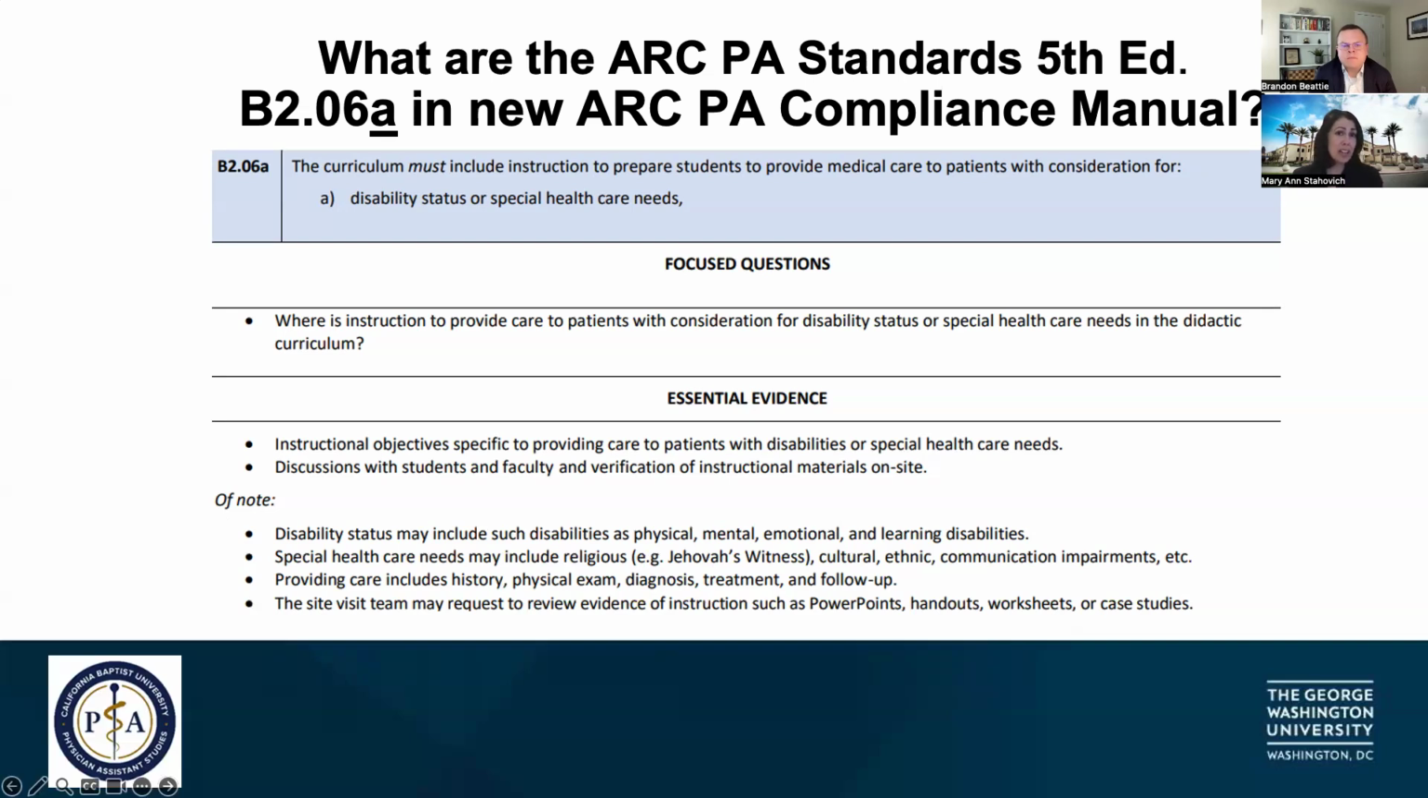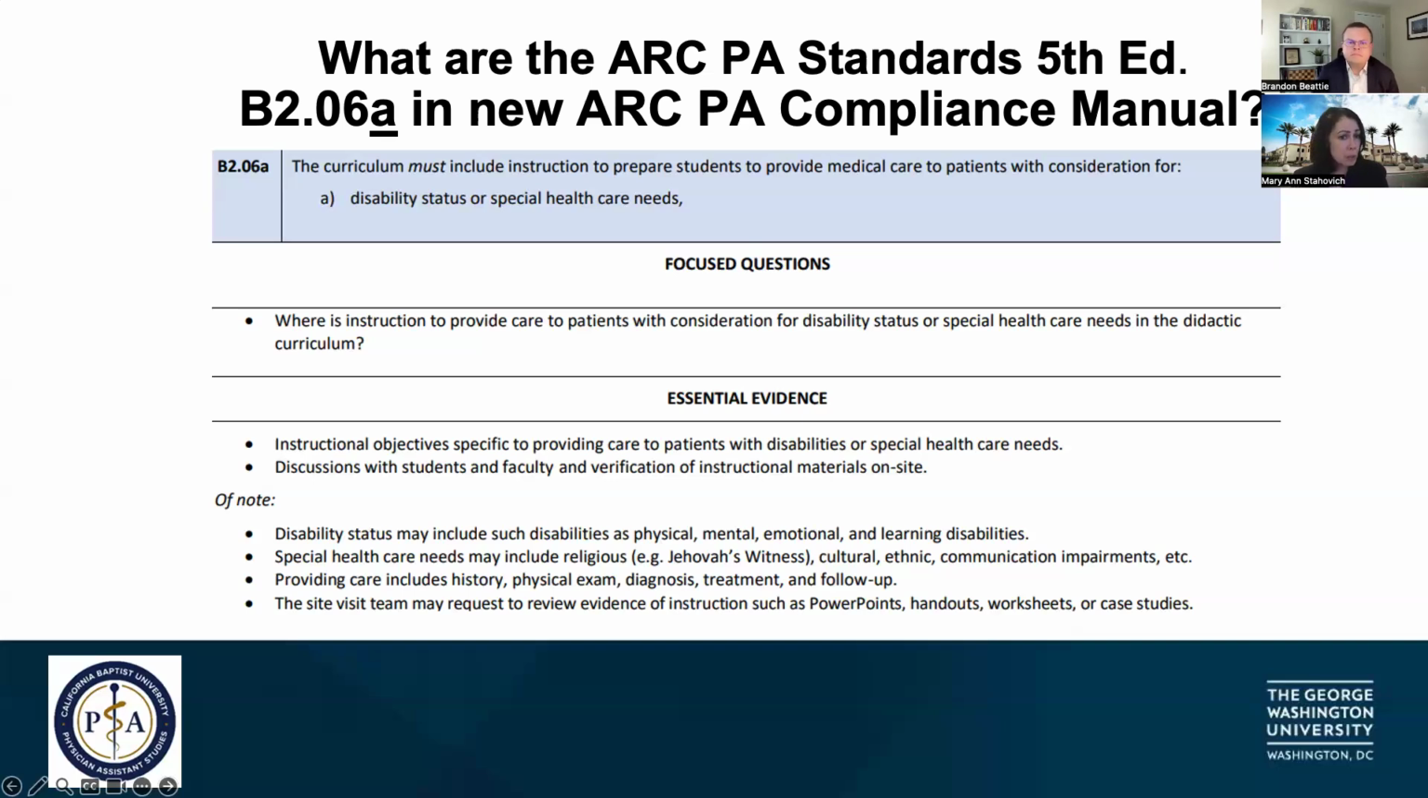And so it's very helpful to know that by including veteran instruction, whether it be with standardized patients or the history taking of veterans, that can help to meet this essential evidence. For example, at the very bottom, it says the site visit team may request to review evidence of instruction, such as PowerPoints or handouts, worksheets, or case studies. And at the close of our talk today, we will share some tangible resources that help address that last point.